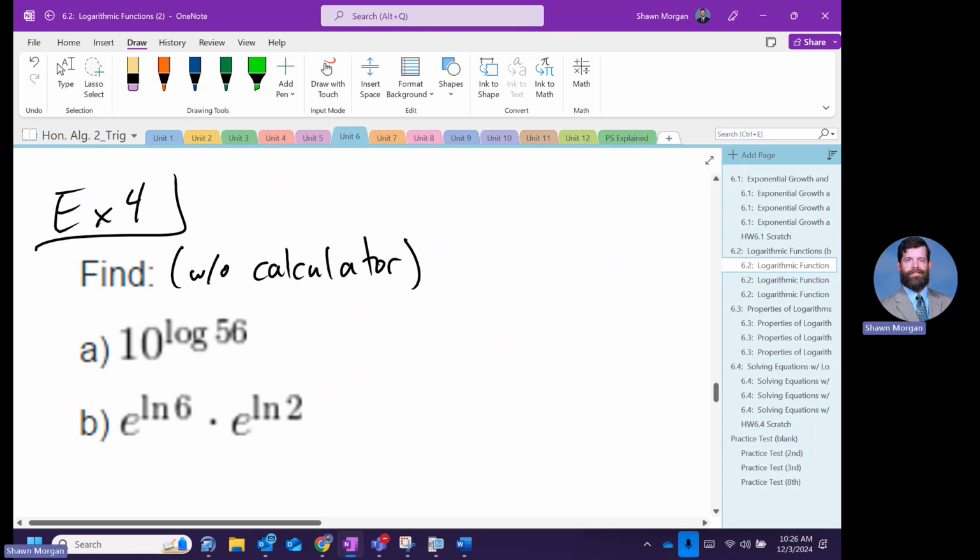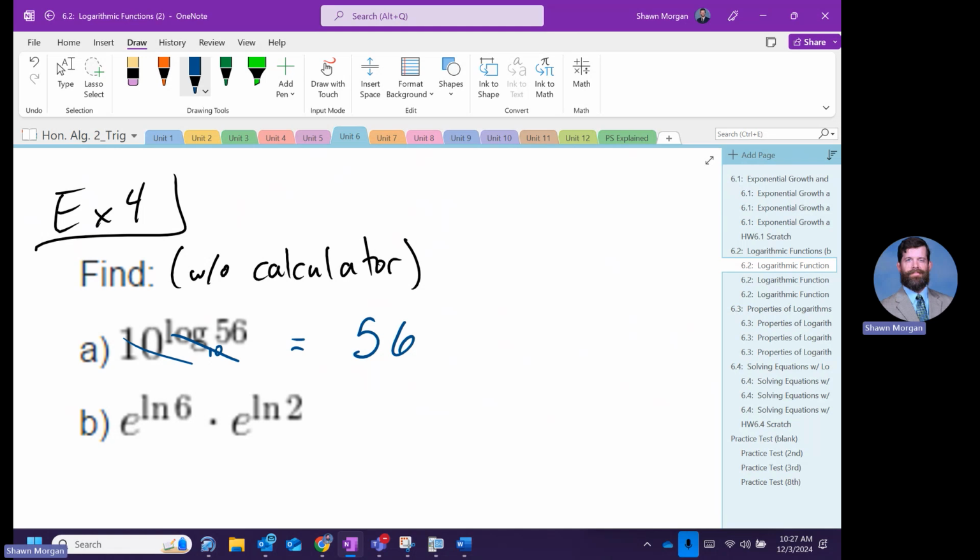10 to the power of common log of 56. Kenneth, what's the implied base of that common log? And since those bases are the same, and I'm taking 10 to the power of a log base 10, they cancel each other out, and it equals what? 56. It equals 56. Okay.